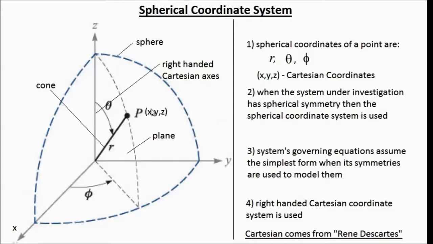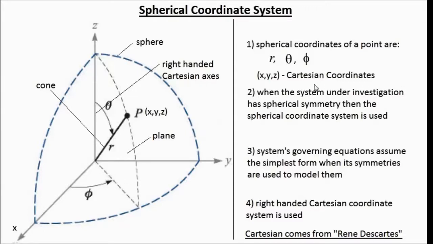The spherical coordinates of the point P are r, theta, and phi, where r is the length measured from the origin to the point P, as shown here. Theta is the angle from the z-axis. The direction of increasing theta is shown. And phi is measured from the positive x-axis. This is the direction of increasing phi.